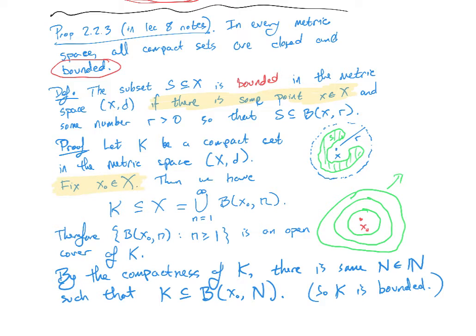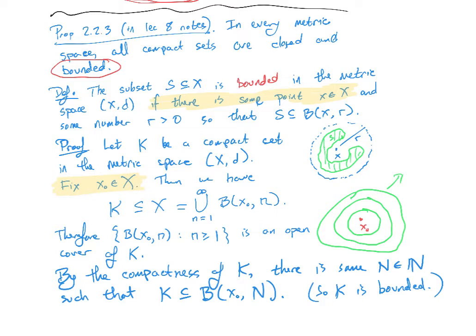So what's going on here is that if you're bounded with one choice of the center x, you're actually bounded with any choice of the center x. Okay? Because with any other choice of the center, you can just increase the radius, and then you'll see that you're bounded with respect to that other center by the triangle inequality.